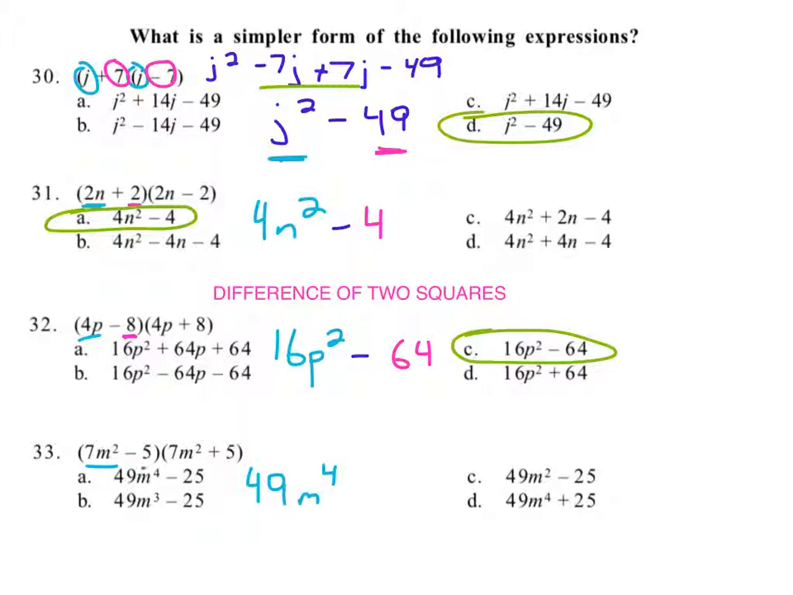Okay, what's this last or second term? Not thinking about the sign for the moment, just what's that number? That's the number 5. 5 squared is 25. And we always know that we're subtracting in between them for these types of problems. So you get 49 m to the fourth minus 25. And notice for all of these types of problems, it's subtraction in between them because it is the difference of two squares. That's it. That's how you do those problems.